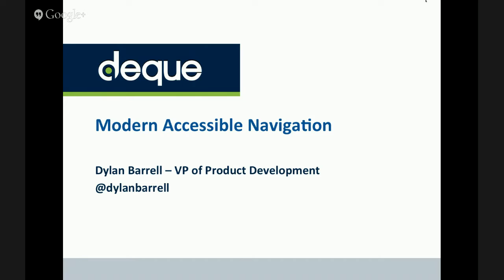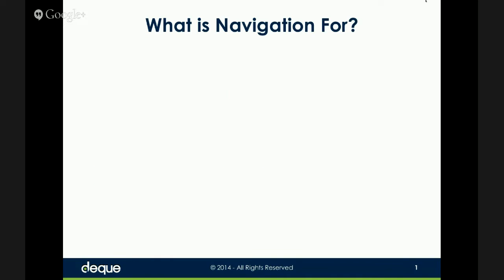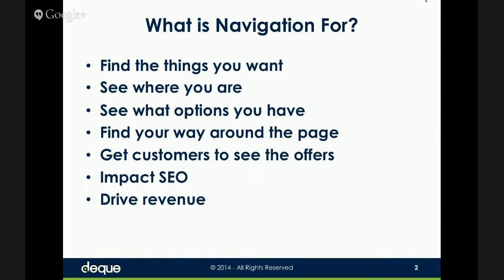Today I'm talking about modern accessible navigation, and let's get started. So what is navigation for? That's the first question. When a lot of people think of navigation, they think of getting around the site. They may think of getting around the page, but really, if you abstract it up, it's the following 7 things.